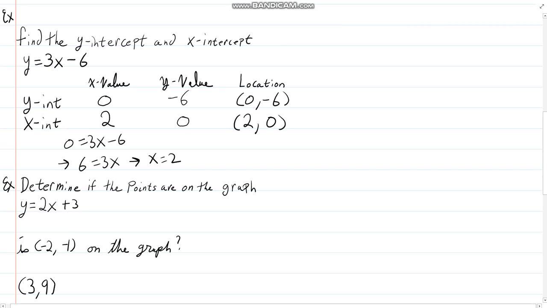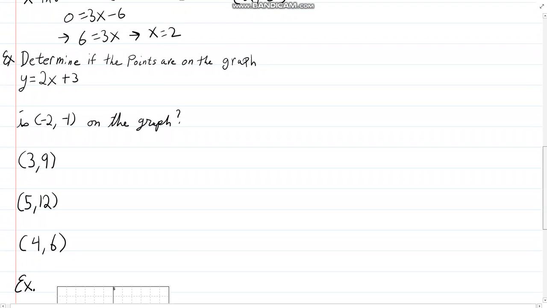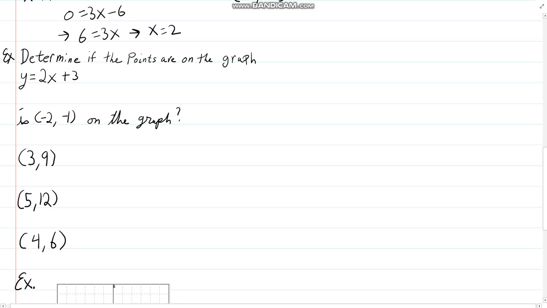All right. Now, moving on, determine if the points are on the graph, and it's y equals 2x. Okay. Well, it says graph. Where's the graph? You can draw it out, but I think it's a lot easier to just plug in the numbers. So that's what I'm trying to show. So y equals 2x plus 3. I'm seeing if (-2, -1) is on this line. Are they on the line? Well, I can plug in -2 for x and -1 for y. So I'm going to do that right now.